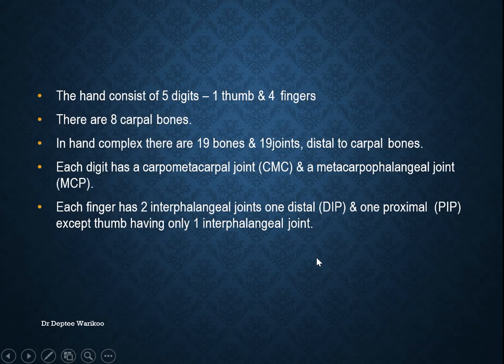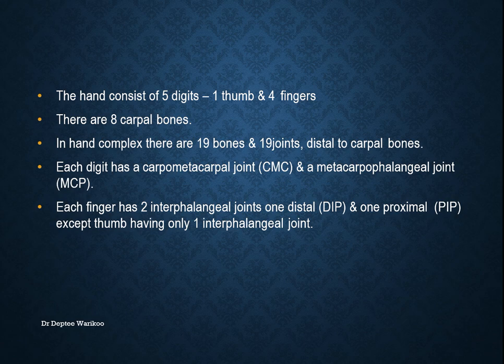So the hand consists of 5 digits, one thumb and 4 fingers. There are 8 carpal bones present in the hand. In the hand complex, there are 19 bones and 19 joints distal to the carpal bones.